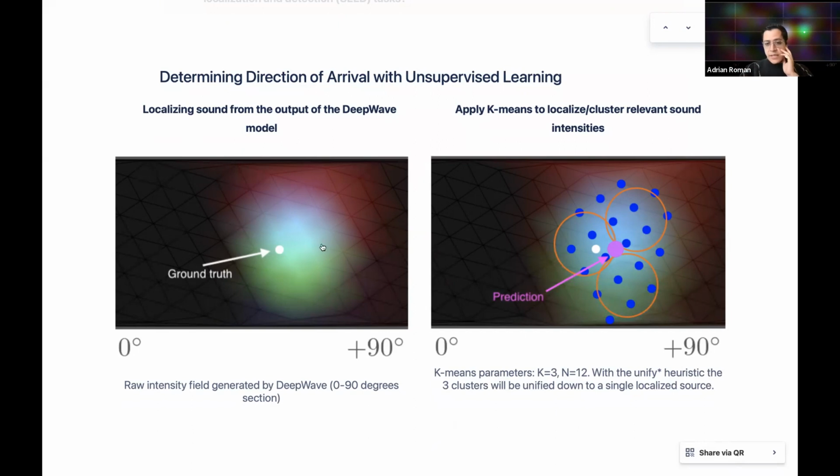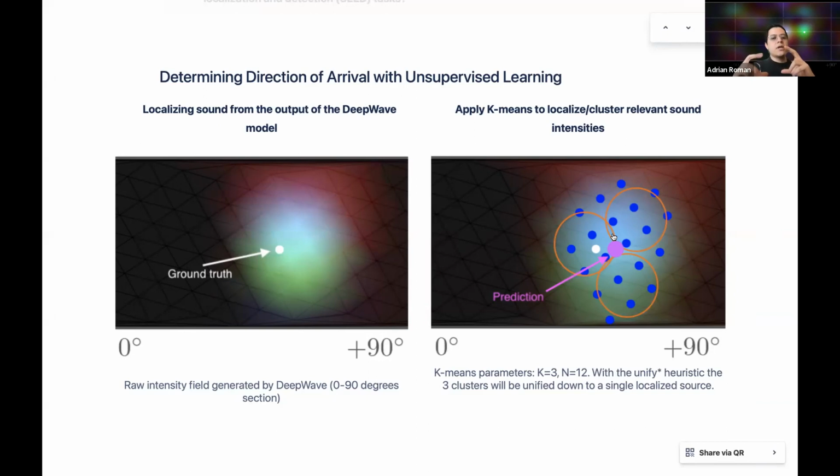This comes from our data set. So what we do is, well, we know that there is an intensity. So we use k-means clustering to localize relevant intensities. Here we are using 12 points, and for those 12 points, we apply k-means clustering with k equals 3. So it will generate 3 clusters, the orange circles that you can see. And through a heuristic called unify, we're able to further unify these 3 clusters. So we will end up with only one cluster.